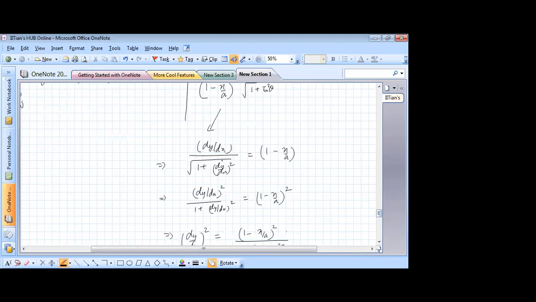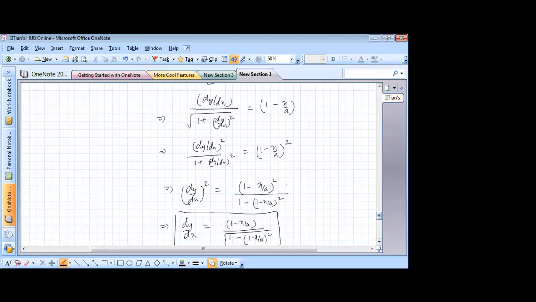Substituting tan theta as dy by dx, now we are whole squaring this, cross multiplying and solving for dy by dx in terms of x. Okay, understood? So we just cross multiply this and solve for dy by dx. So I've skipped a few steps here. There's a bit of algebra involved from here to here.